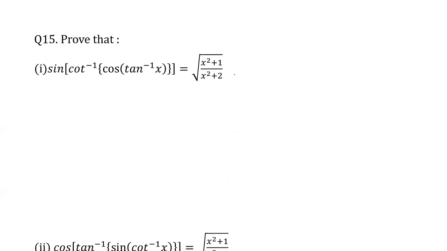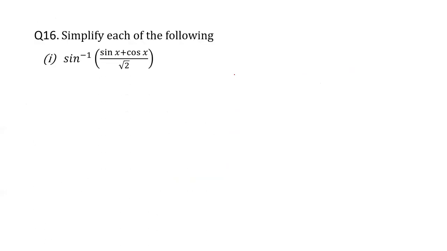This question we have done yesterday. Okay, this is a new type of question. Here we have a sine inverse and here we have sine x plus cos x by root 2. In such type of questions, we can't put any formula in this bracket. So what we can do here, we can separate this one by root 2. So you will get sine inverse of 1 by root 2 sine x plus 1 by root 2 cos x.